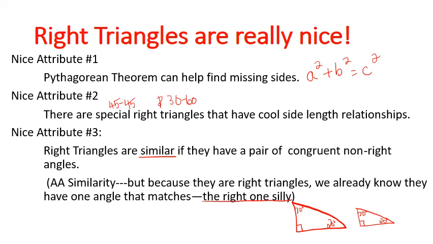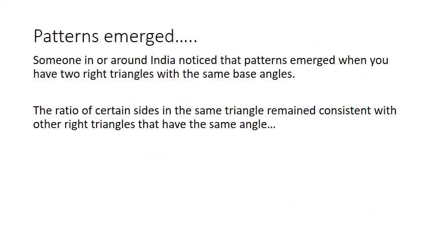So these nice attributes have been slowly leading up to certain patterns. And mathematicians noticed that these patterns emerged. Someone in or around India a long time ago noticed that these patterns emerged when you have two right triangles with the same base angles, which is just what I drew on the last slide. So we had this right triangle with the 90 degrees and 20-degree base angles, remember, and one's smaller and one's bigger than the other. The ratio of certain sides in the same triangle remained constant with other right triangles that have the same angle. And these are the patterns that we're going to talk about that started all of trigonometry.